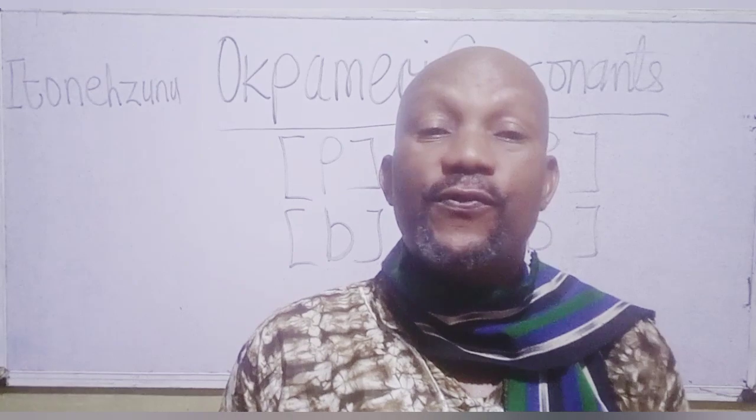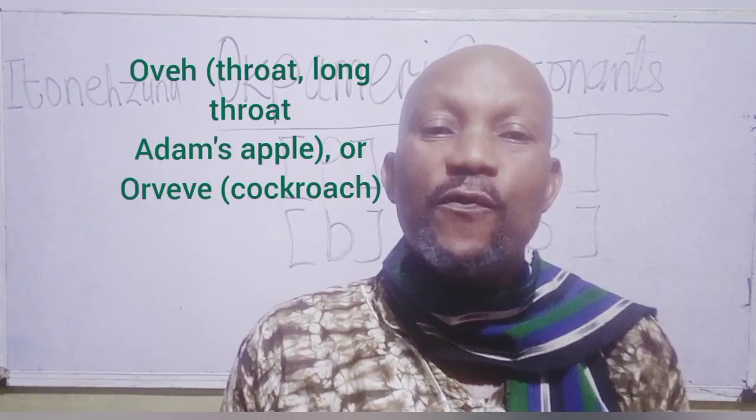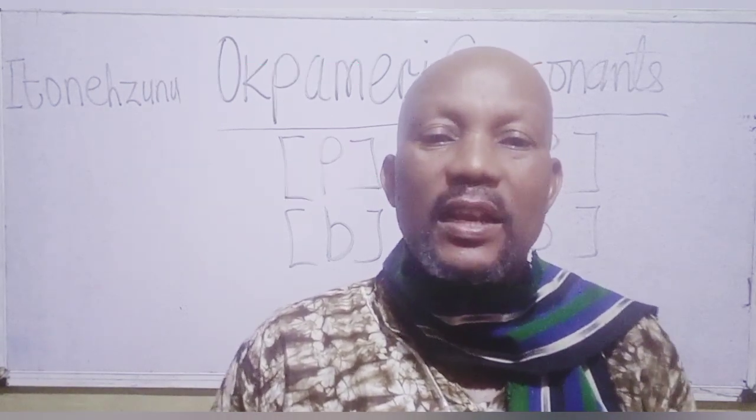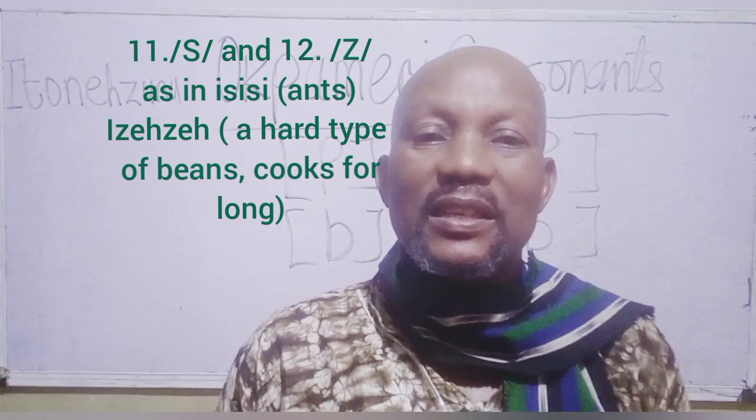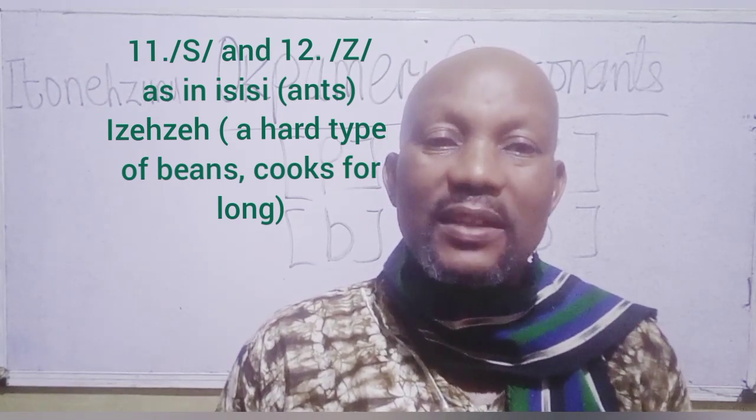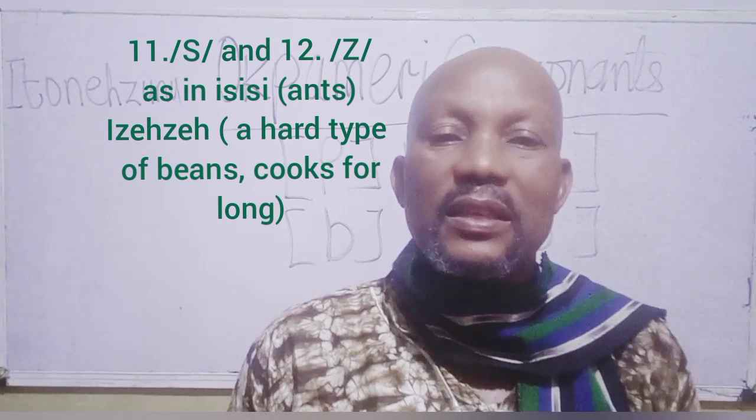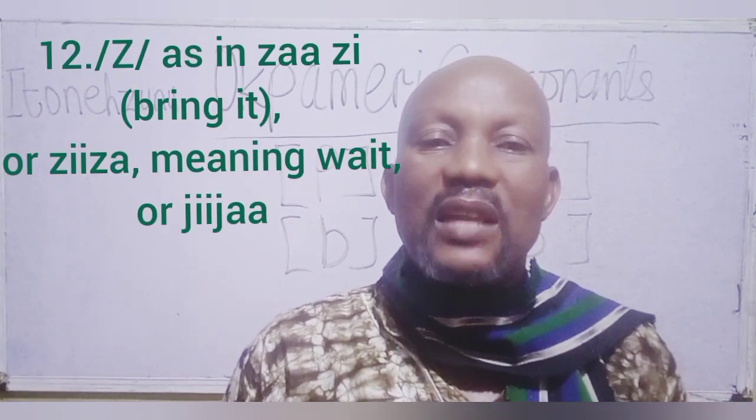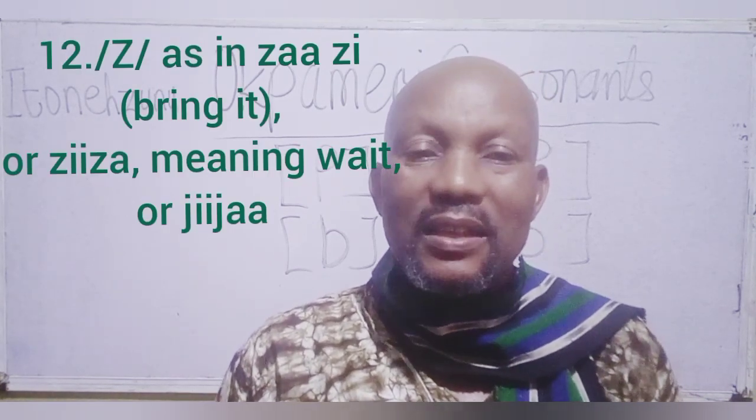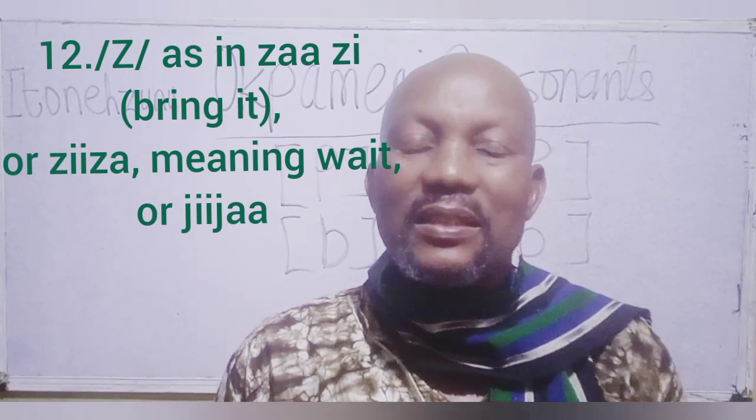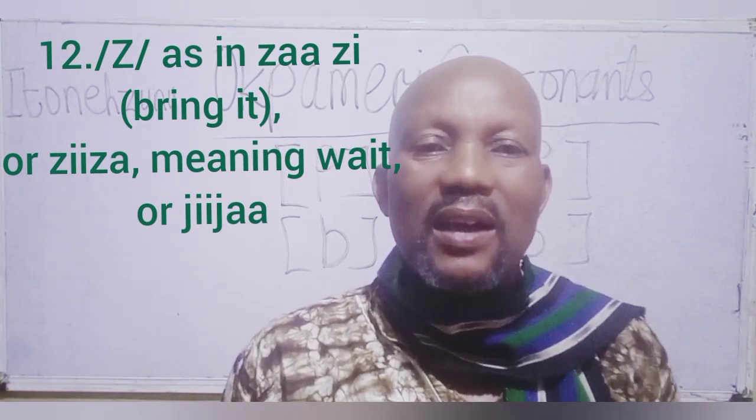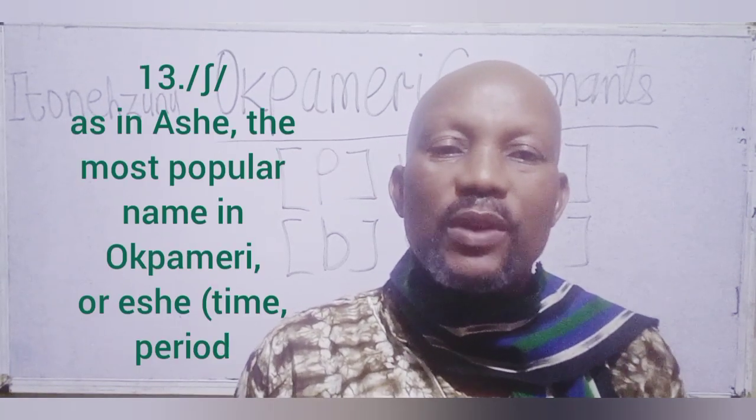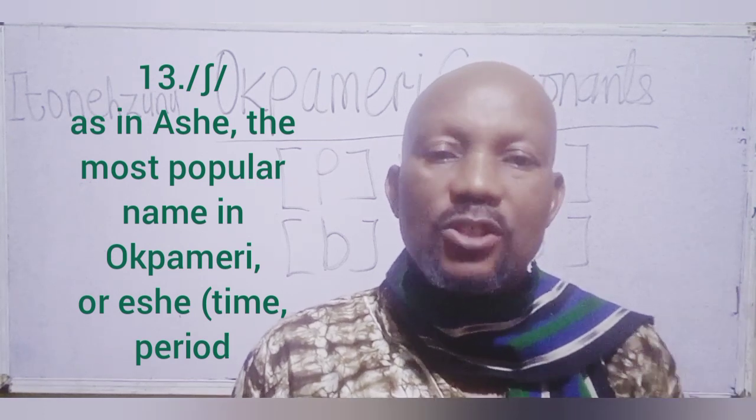Then we have v for V. For example, ove and oveve. Ove is truth, oveve is cockroach. And then we have S for S, as in ECC or EZZ for ant, and ECC or EZZ for beans. And then we have Z for the letter Z, and we have it in Zazi. Zazi, that is bring it, Ziza. Some say Jija.